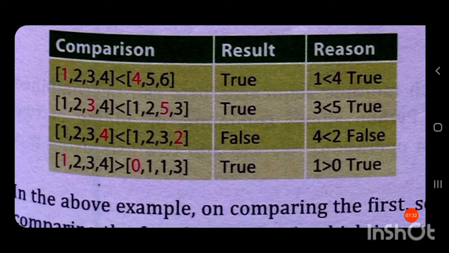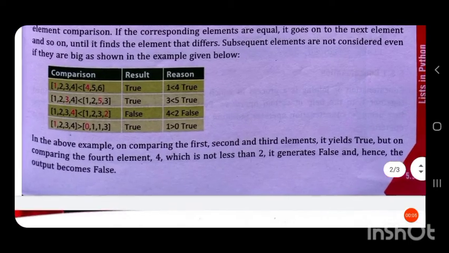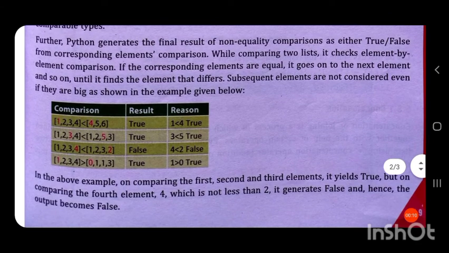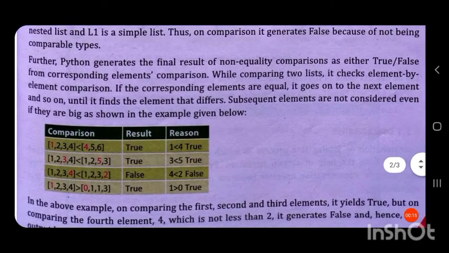So again for 4, no element is there to compare, so it will return true. Now in the second one, two lists containing the same values. Now we have seen, while comparing two lists, it checks element by element comparison. If the corresponding elements are equal, it goes on to the next element and so on until it finds the element that differs. Subsequent elements are not considered even if they are big, as shown in the example.